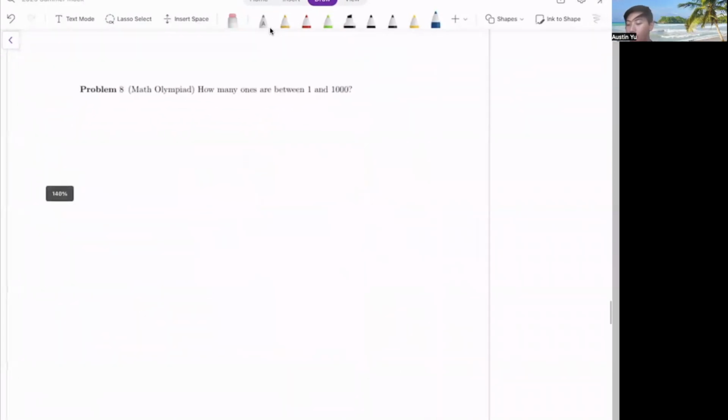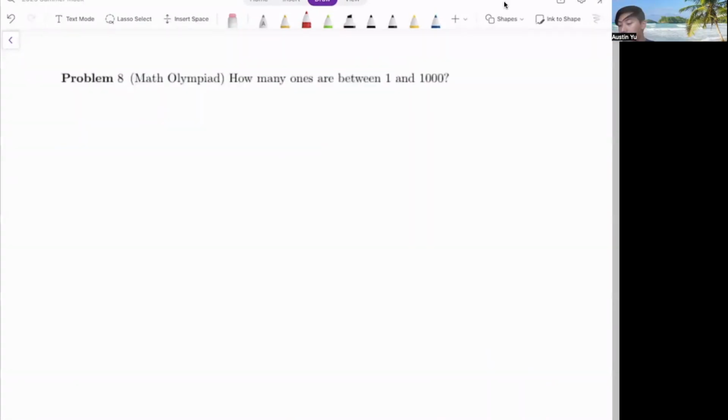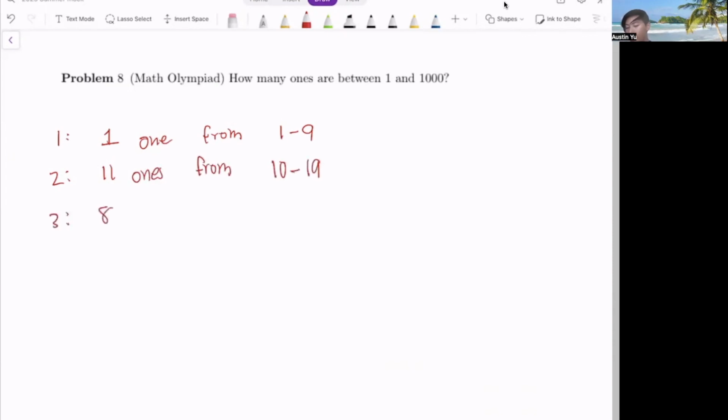Okay, moving on. How many ones between 1 and 1,000? For this one, we can split it into different steps. Number 1, there is only one 1 from 1 to 9, so basically 1-digit integers. Number 2, there are 11 ones from 10 to 19. And finally, there are 8 ones from 20 to 99. Hence, there are going to be 1 plus 11 plus 8 ones from 1 to 99.